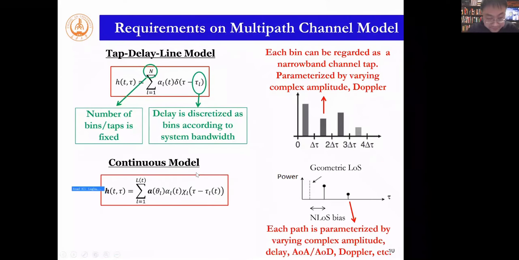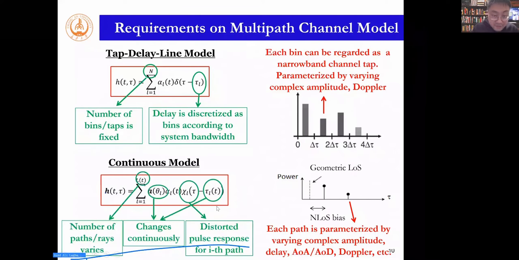For the continuous model, as we saw before, for the positioning, we have individual paths that are parameterized by varying complex amplitude, also the delay and angular parameters, for instance, angle of arrival and angle of departure, and Doppler and so on. So we see that in the mathematical model, they look a little bit different. And of course, the continuous model is more complex because the number of rays is also varying according to time, as well as the delay.